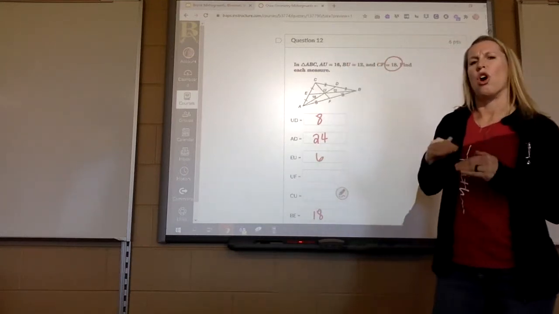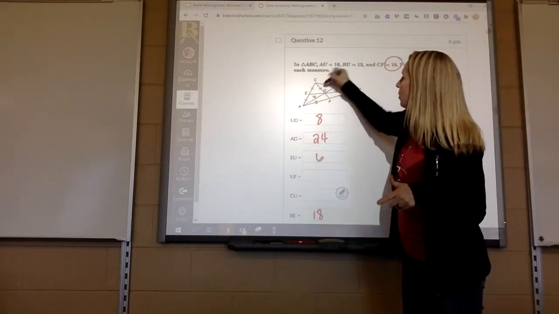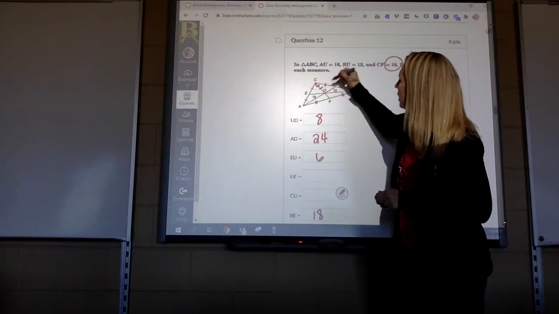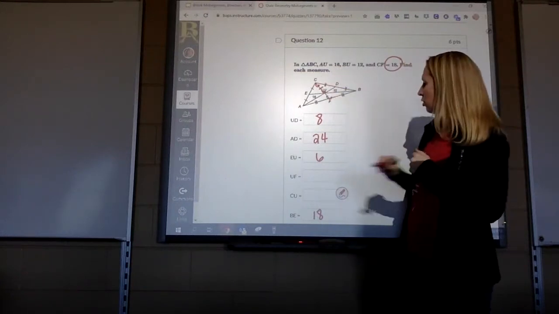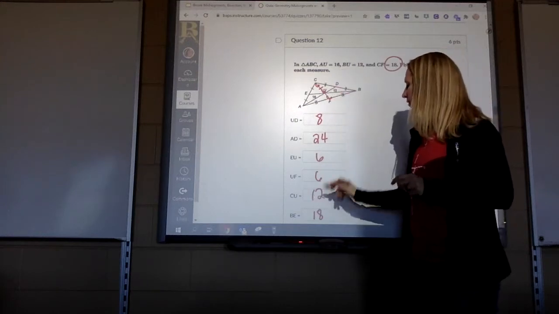Which is the longer piece? The longer piece is CU, so that's the one I would break in half. I know 6, 6, and 6. So UF would be 6, but CU would be 6 plus 6, or 12.